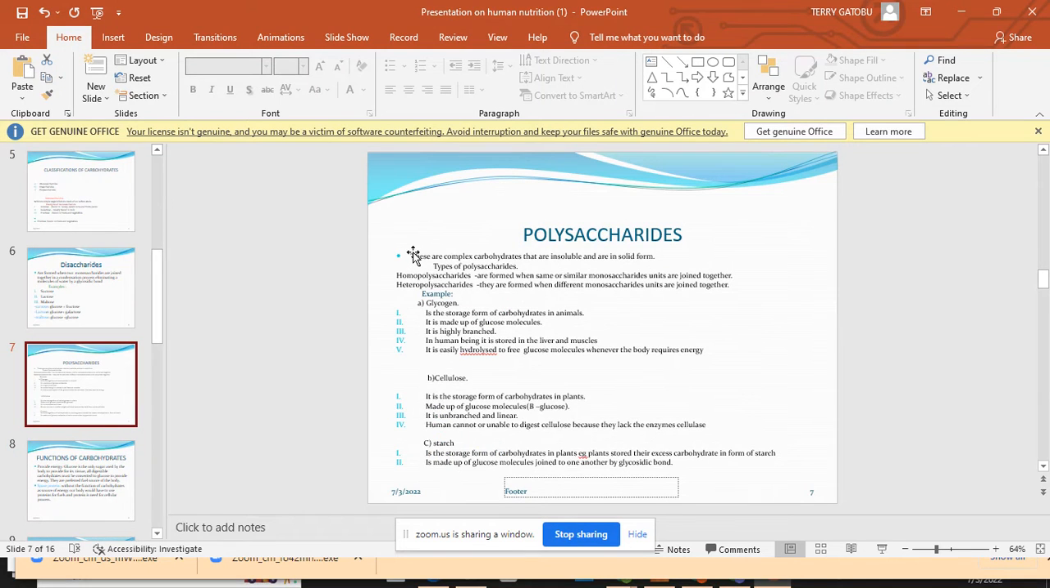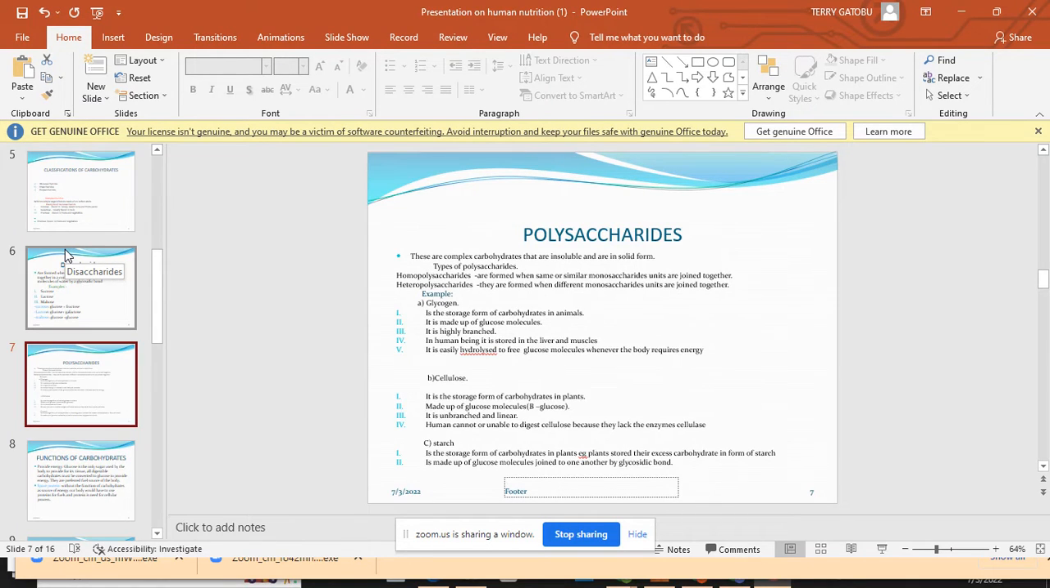Another one, we have polysaccharides. Polysaccharides are complex carbohydrates. They are insoluble and are in solid form. We have types of polysaccharides, that is homopolysaccharides and heteropolysaccharides. Homopolysaccharides are made of the same or similar monosaccharide units joined together, while heteropolysaccharides are made of different monosaccharide units that are joined together.